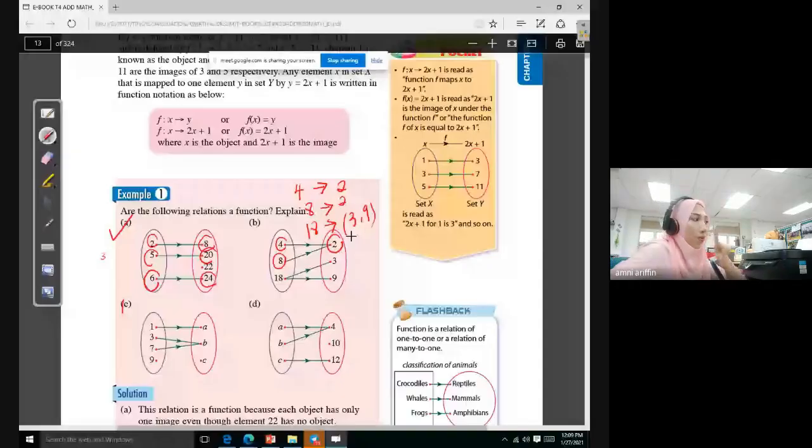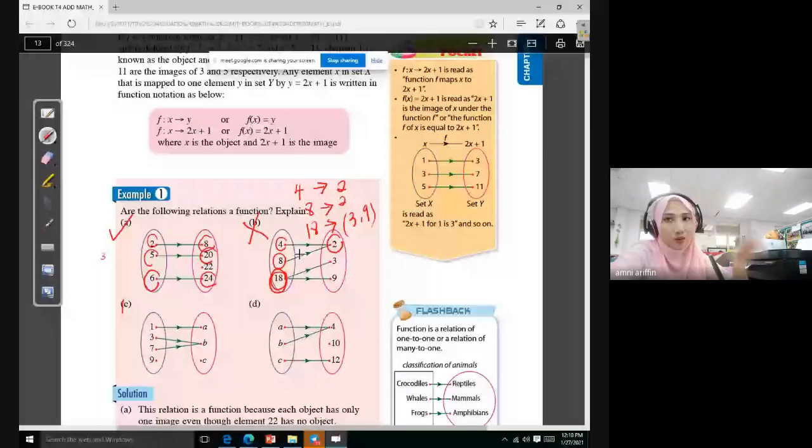Ini adalah bukan function. Kenapa? Sebab one object here have two image. Satu objek dekat sini mempunyai 2 image. So ini adalah bukan function. Yang macam saya bagi tahu tadi, function must adalah one object, one image ataupun many object, one image. Dia akan produce hanya satu image sahaja. Itu adalah dia punya syarat dia. Condition for function.